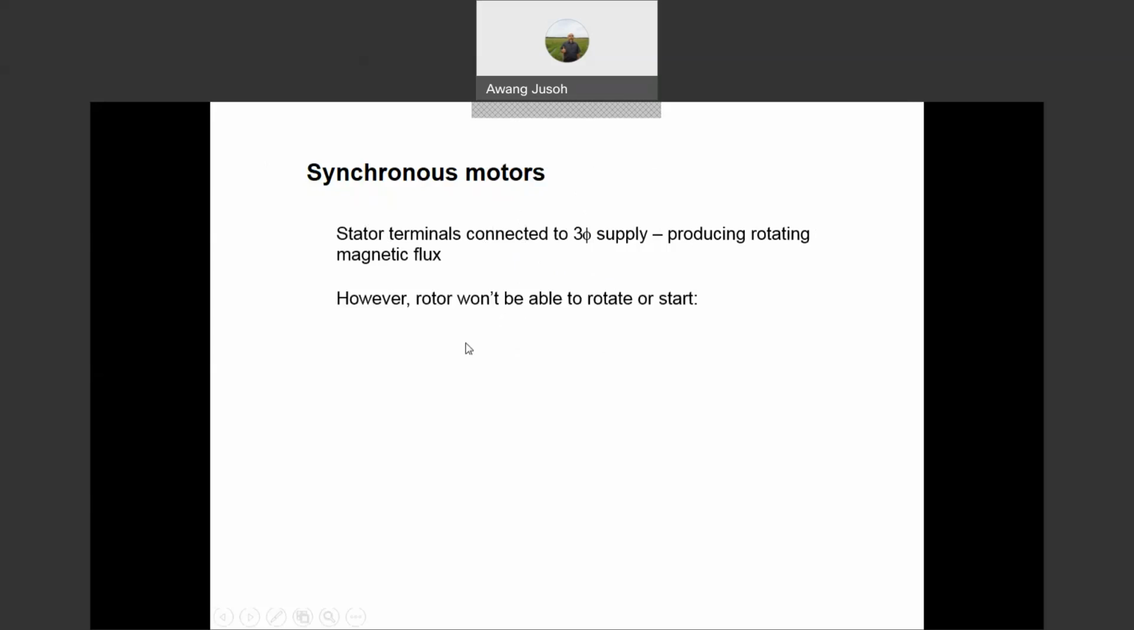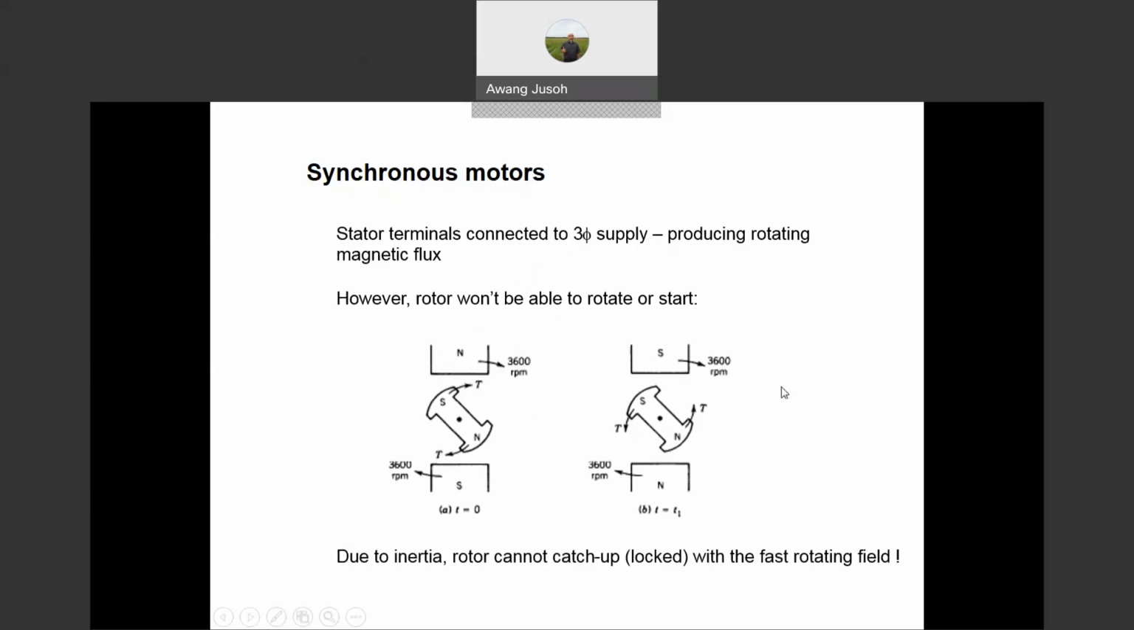However, the rotor won't be able to rotate or start. That's the problem with the synchronous motor. Not like the induction motor. In the induction motor, the motor can have starting torque, so it can move, but not in this synchronous motor. Why is the motor not able to rotate or to start? This is some explanation about that.